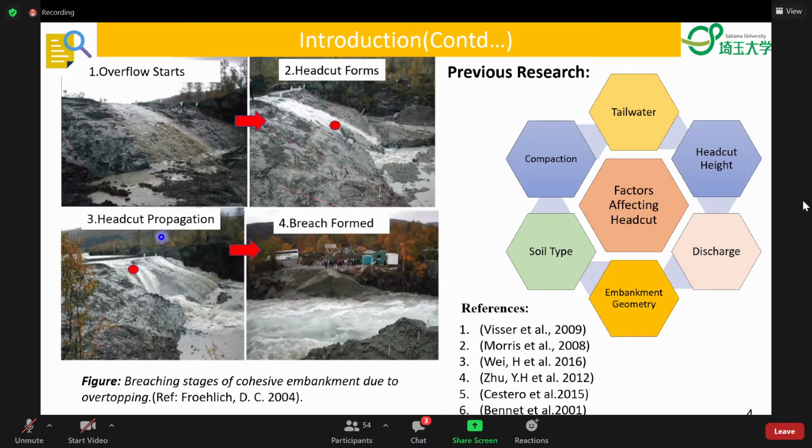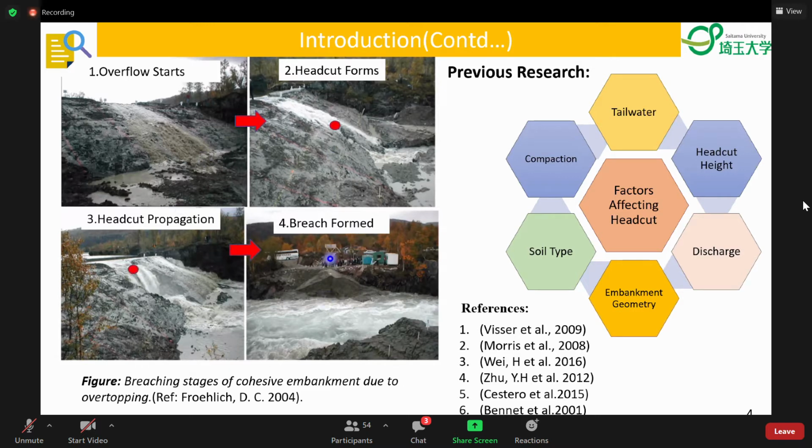This photo shows the 4 stages of the cohesive embankment breaching process. First, overflow starts, and then with time, at the downstream, head cut forms and flow is concentrated. And once the head cut forms, it starts to migrate with time until complete breaching takes place.